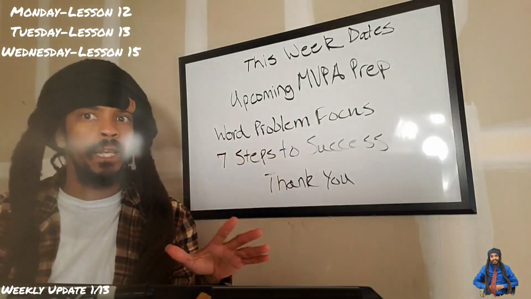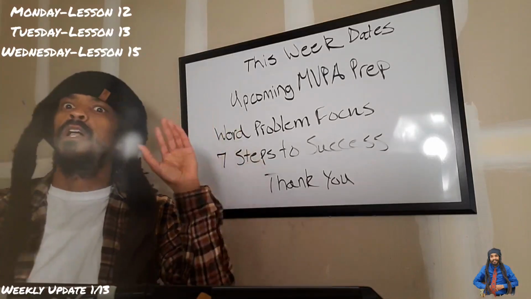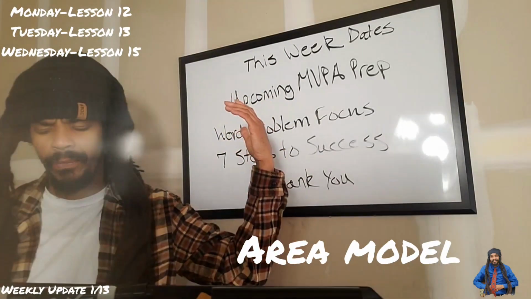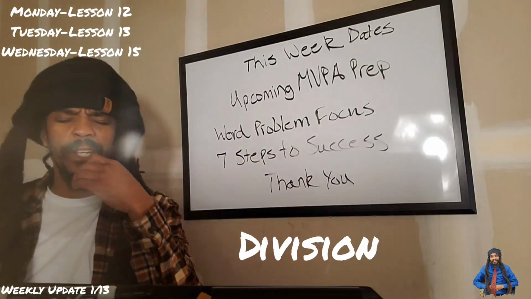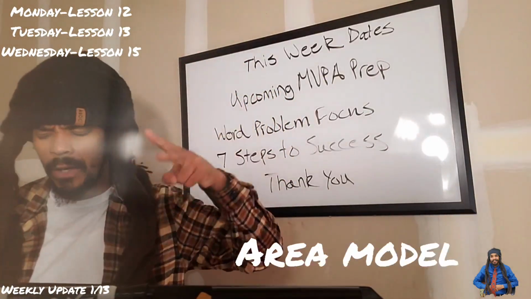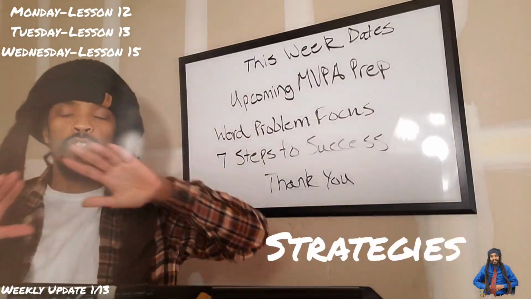Don't even start applying it to the word problems. Just learn it. If you look, the homework has been just learning the strategies. You learn the box method and the area model for the multiplication. And now with division, like I said, we got repeated subtraction, area model, and big 7. So I just wanted you to focus on the strategies.